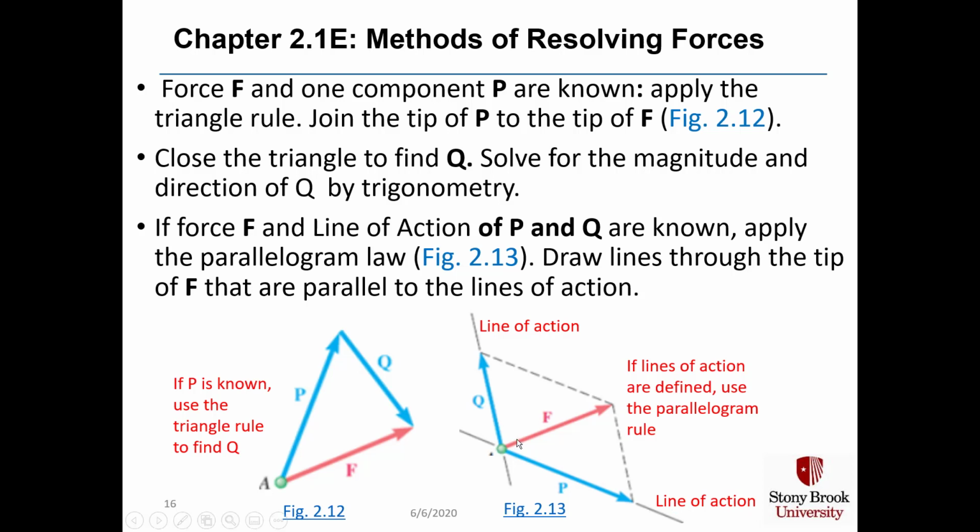So here's point A, there's F, there's the tip of F. We draw this dotted line that is parallel to this first line of action. We draw the second dotted line intersects our first line of action. Then Q goes from point A to where our upper dotted line intersects our first line of action, and P goes from point A to where our second dotted line intersects the second line of action.